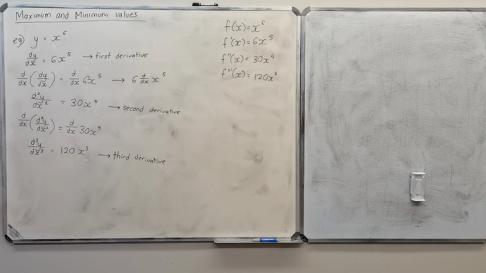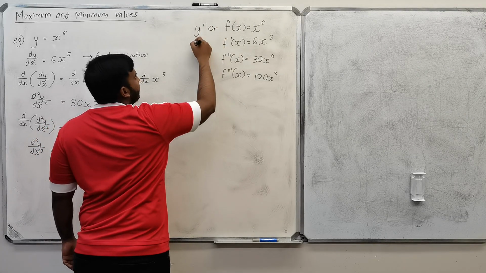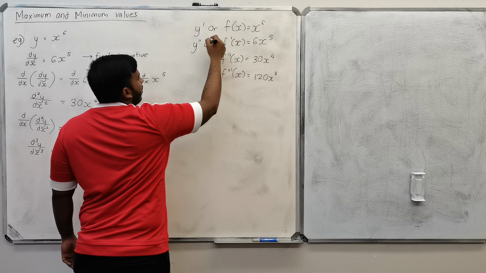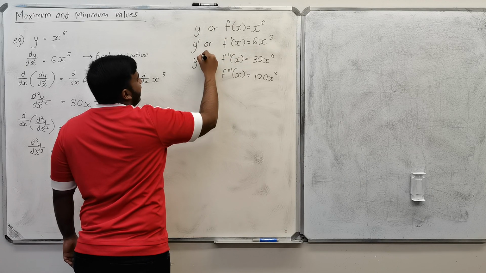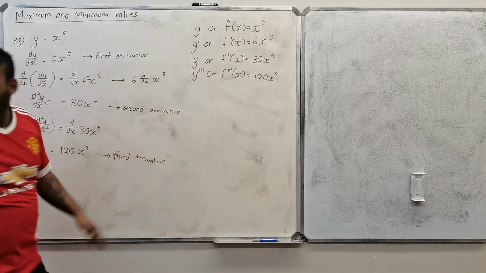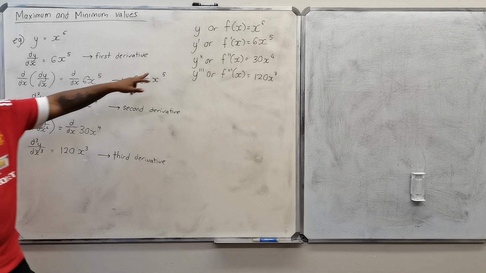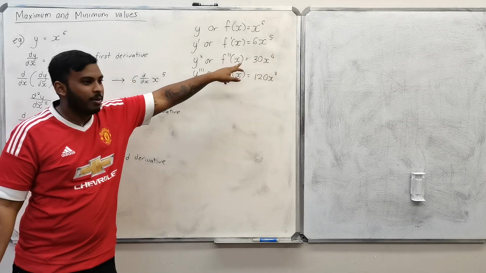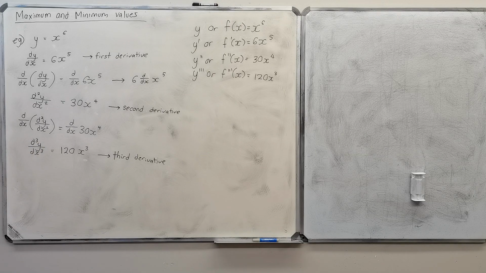Same thing, you could have said y prime, y double prime, y triple prime. All of these notations could be the same thing. You could have said d squared y over dx squared, y double prime, or f double prime x. You'll understand these notations because we've done it before.